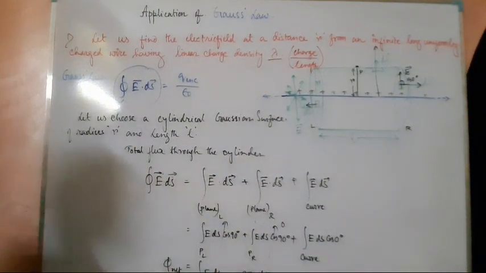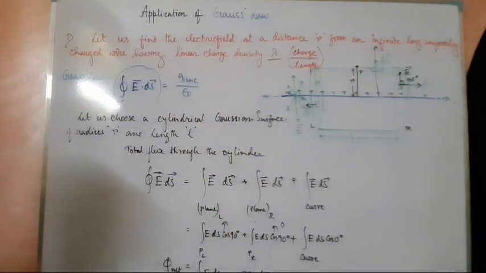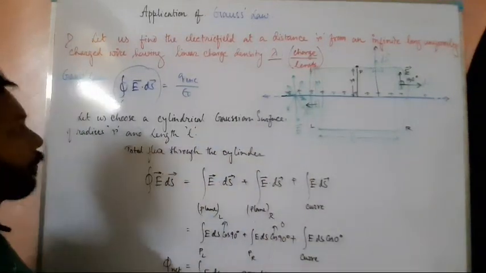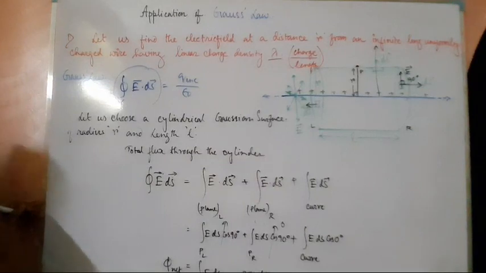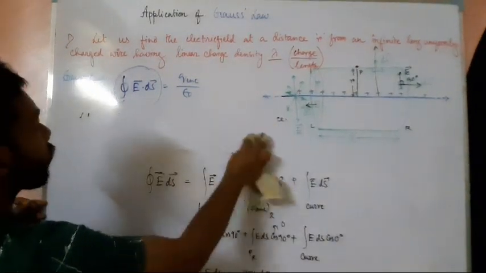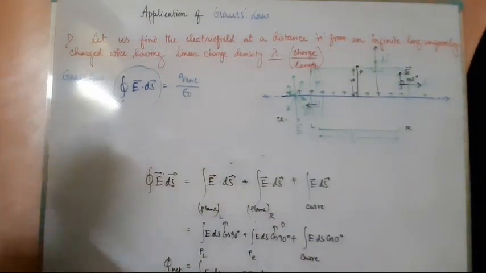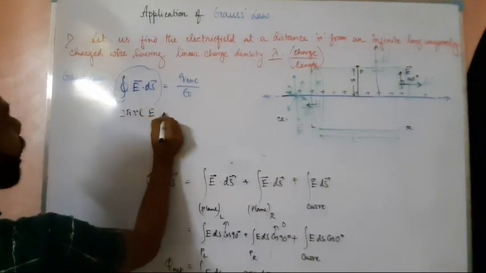Now let us equate this with Q enclosed divided by epsilon naught, according to Gauss's theorem. I am erasing this part. Okay, take it, note it down. So the flux is now 2 pi RL E.